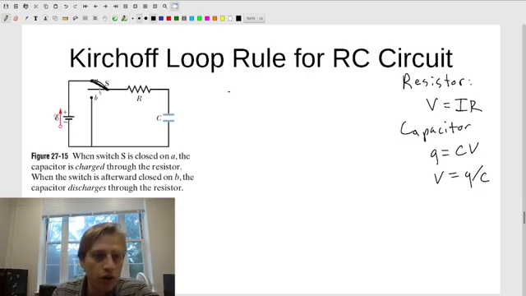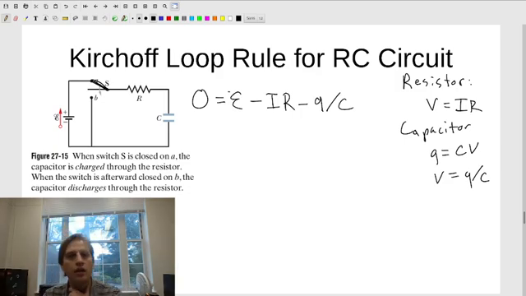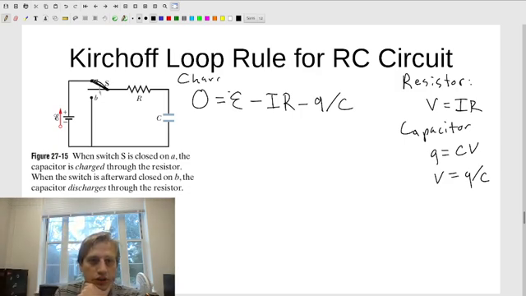Okay, so what would our Kirchhoff loop rule be? It would just be that 0 equals how big is the voltage here across the battery minus what's the voltage across the resistor? It's going to be I times R. And then what's the voltage across the capacitor? It would be Q times C. Or sorry, Q over C. So this is our charging rule.